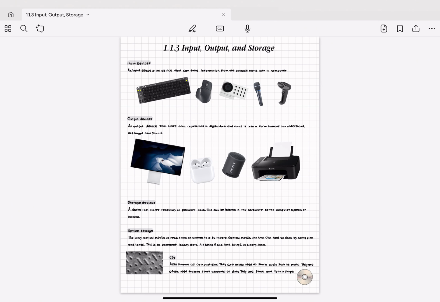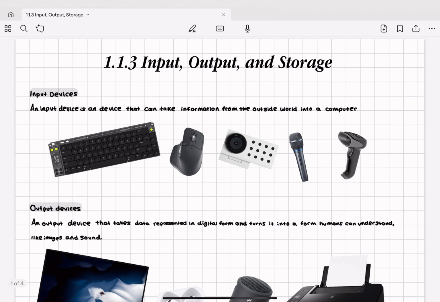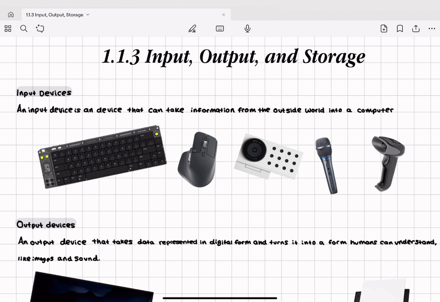And first of all, we need to know what an input device is for this topic. An input device is a device that can be used to take information from the outside world and put it into a computer system. So imagine when we're typing on our keyboard, we press the keyboard and then the key comes up on the computer. We're taking information from the outside world and we're putting it into a computer system.